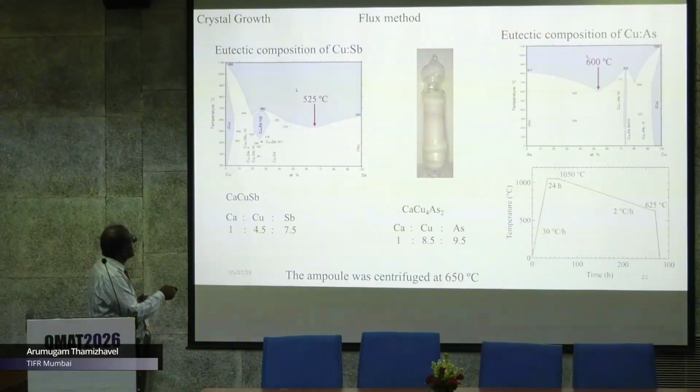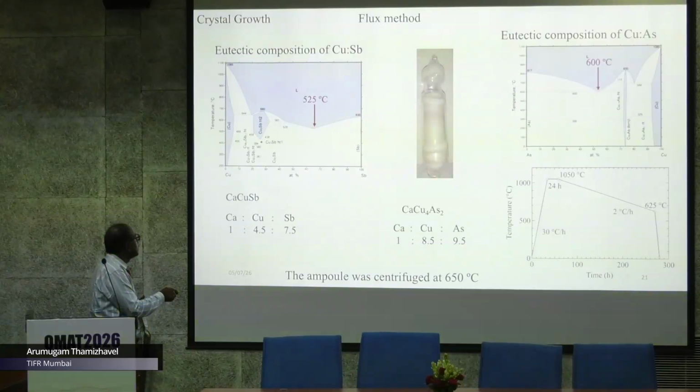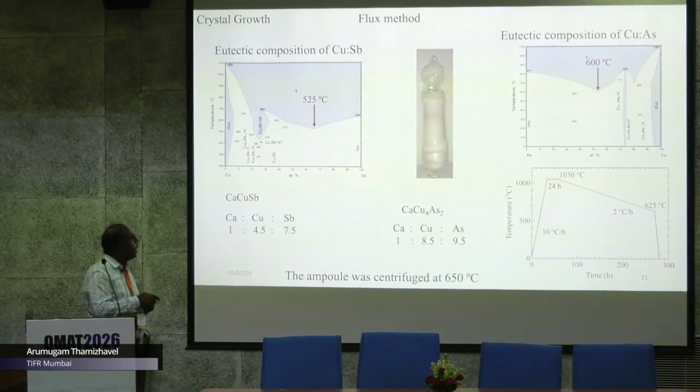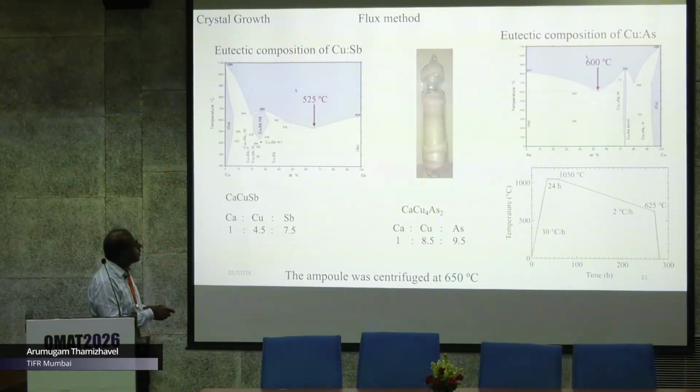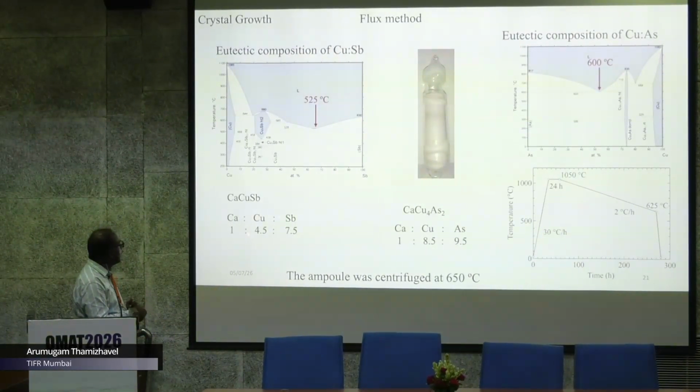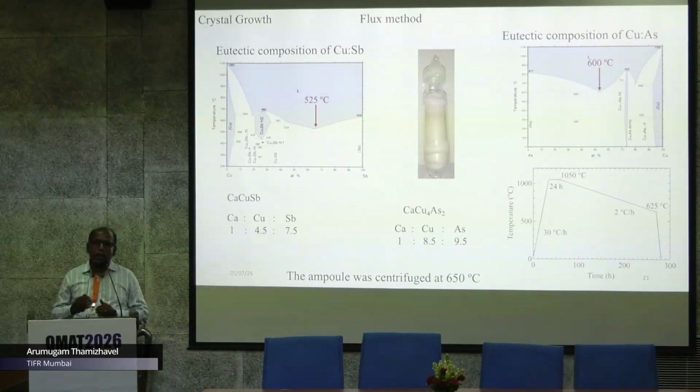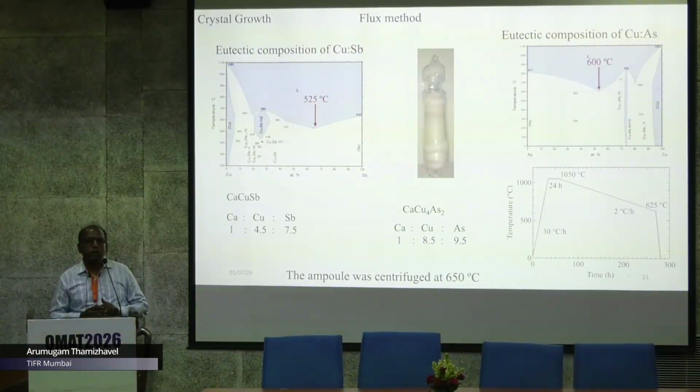It forms a eutectic around 63% of antimony and 36% of copper. And we have taken advantage of this eutectic composition. Similarly, for copper arsenic, we have taken advantage of this eutectic composition, and we have used that in large quantities. That means those things act as a flux to grow these crystals.